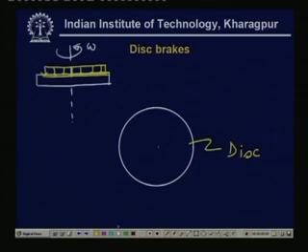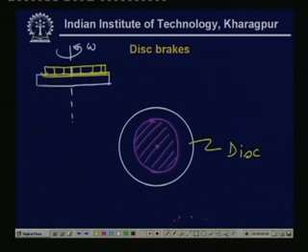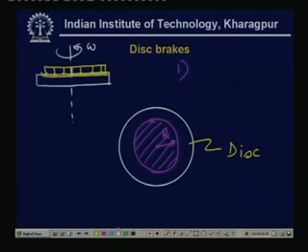Now, the pad dimensions may be different; different kinds of pads are used. If this is a full circular pad, this is the pad, let us say. If it has the radius r, then there can be two situations. When the brake is relatively new, then we have the condition of uniform pressure. In that case, the braking torque is known.